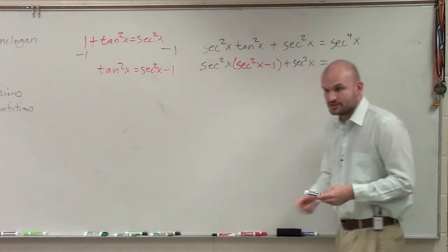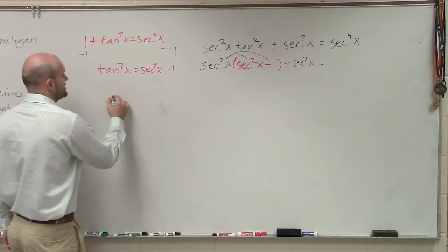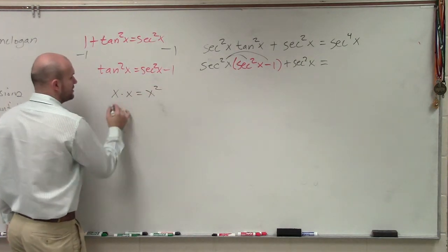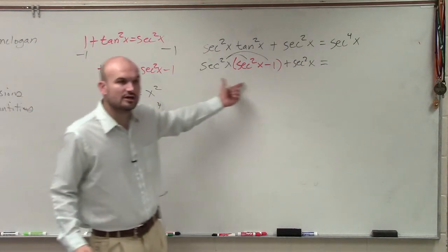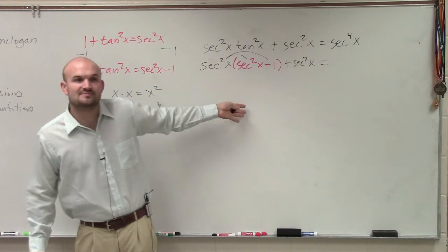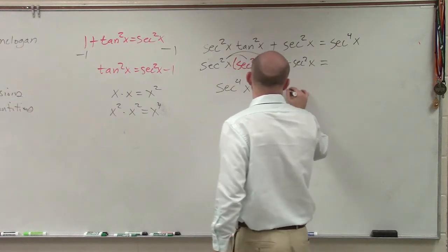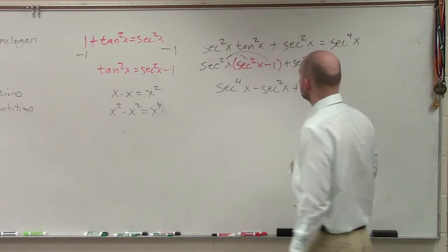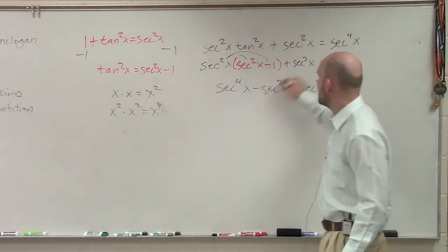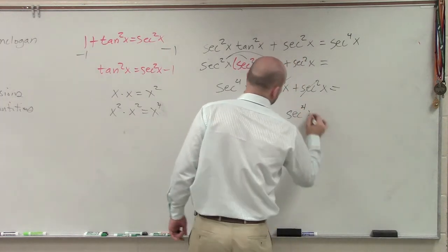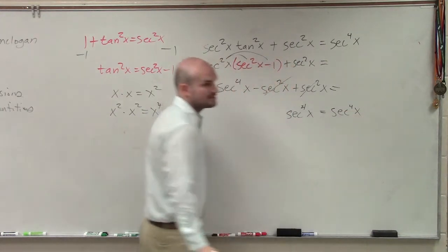So now I need to apply the distributive property. Now, just like with trigonometric functions, guys, if I have x times x, we know that's x squared. X squared times x squared is going to be x to the fourth. It's the exact same, Juliana, with trigonometric functions. If I have secant squared of x times secant squared of x, that now equals secant to the fourth x minus secant squared of x plus secant squared of x. Well, now a negative secant squared of x plus a secant squared of x, we know those are going to add to 0. And I'm just left with secant to the fourth of x. And we know that now equals secant to the fourth of x.